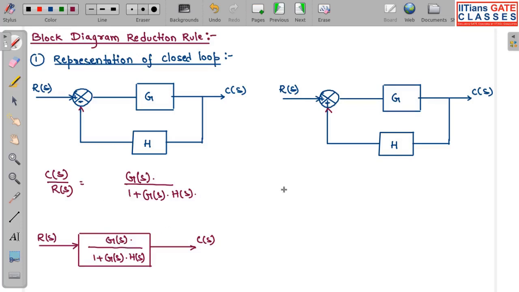Okay. Now similarly, this is positive feedback. So I can represent it like C(s)/R(s) is equal to G(s) divided by 1 minus G(s)H(s). Similarly, for your negative unity feedback, this H(s) will be 1. So we can simply replace H(s) by 1 over here and we can solve the system. Okay.